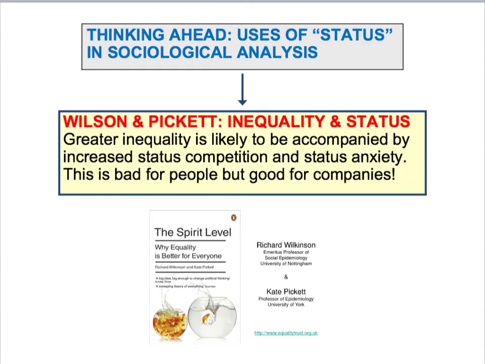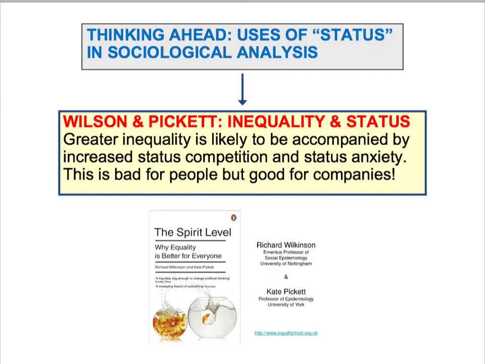Okay, before we finish, I just want to briefly mention a couple of uses of the term status in the sociological literature. And the first book that I want to mention briefly is this book, The Spirit Level, a very influential book published a few years ago by Richard Wilkinson and Kate Pickett. And the central argument of The Spirit Level is that big income inequality, so big gaps between the rich and the poor, are a bad thing for society and lead to a whole range of social problems.